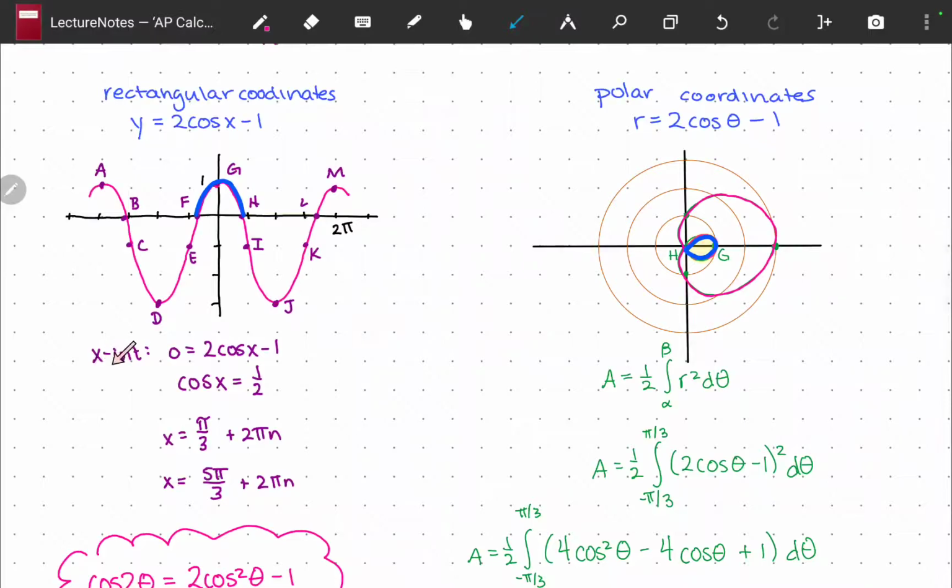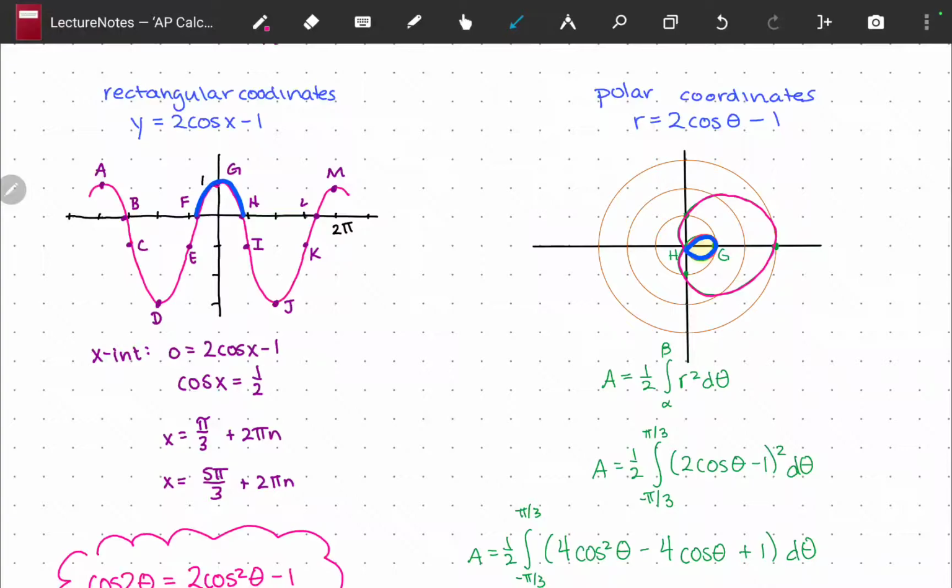And we went ahead and also found the value of the x-intercepts. So B, F, H, and L. This helped us find it. We set the equation equal to 0, solved, and we got these. So this is pi over 3. This is 5 pi over 3. And then we have the coterminal angles to those. So how does this help us get this?